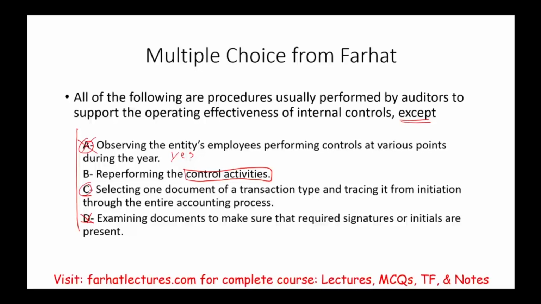And walkthrough, when do we do a walkthrough? We perform a walkthrough when we are learning about the internal control, not testing. We perform control activities when we are testing to support the effectiveness of the internal control. Therefore, C is the answer, because C is a walkthrough, and walkthrough happens not to test the operating effectiveness, not to support the operating effectiveness. It's when you are obtaining an understanding. So you have to be very careful. Auditing questions are very tricky, and that's why Farhat lectures will provide you more questions to make sure those subtle differences are clarified.